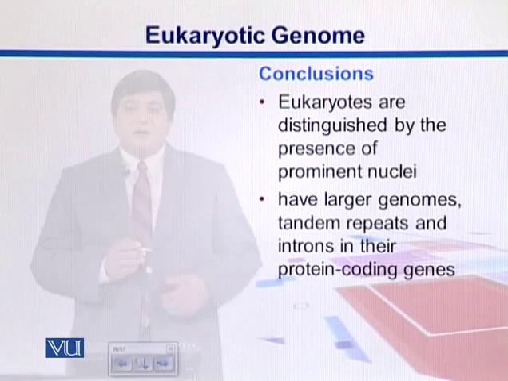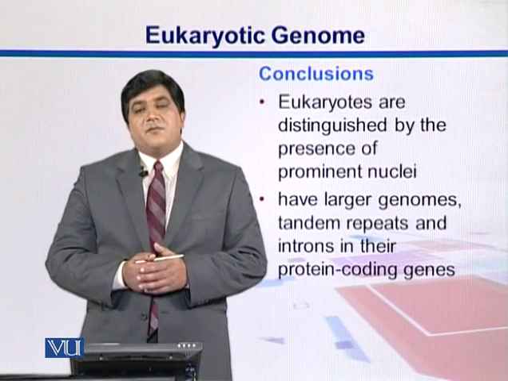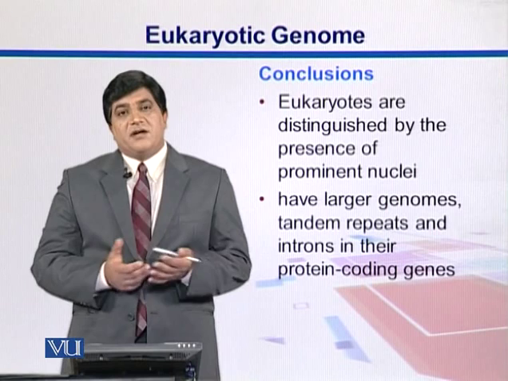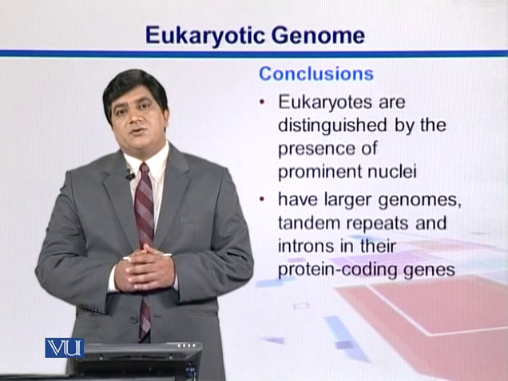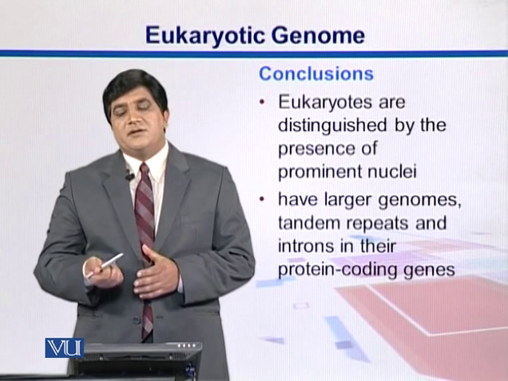So eukaryotes are distinguished by the presence of prominent nuclei. They have larger genomes and their chromosomes are relatively complicated.